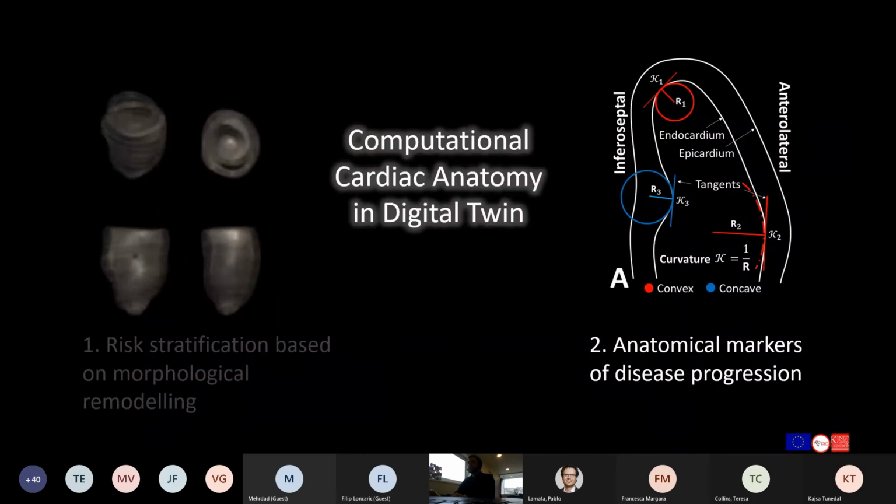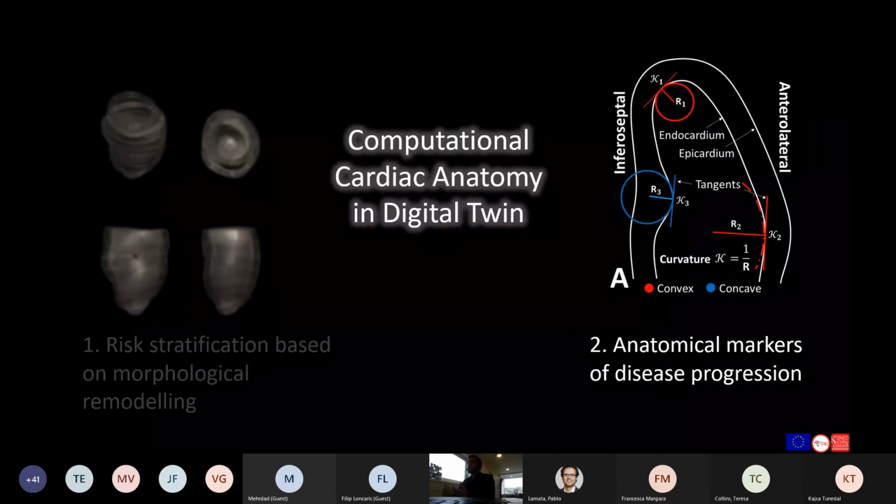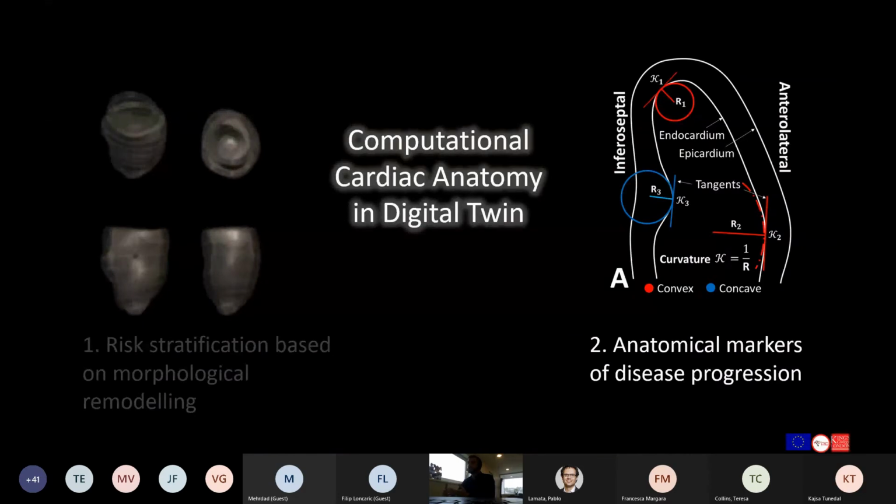So the other project is more related to the disease progression, and it tries to build the connection between some specific shape features and the cardiac function. And in this case, we try to improve the detection of the basal septal hypertrophy or septal bulge in patients with hypertension.